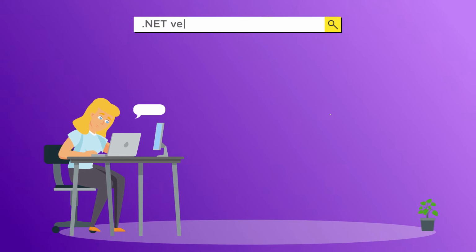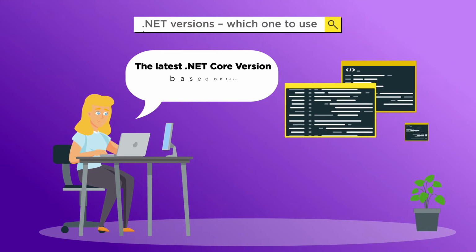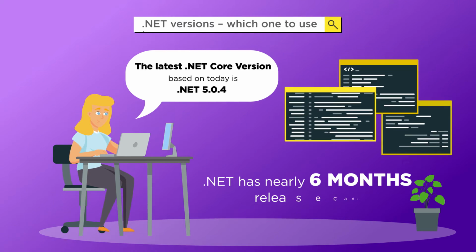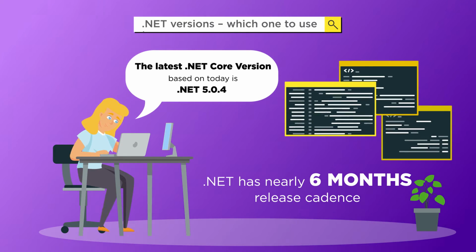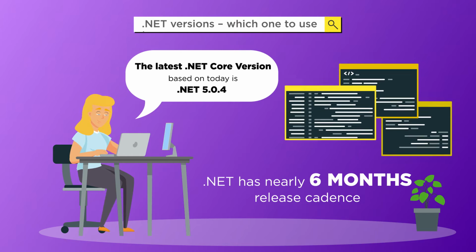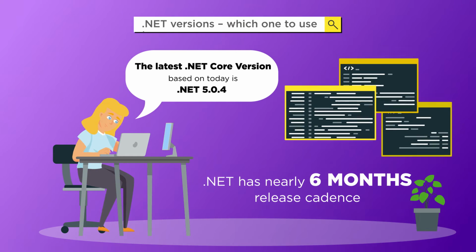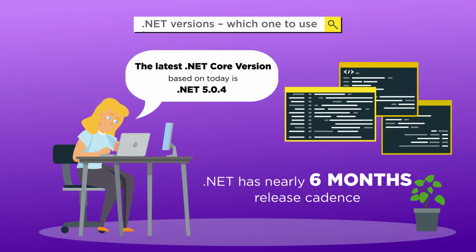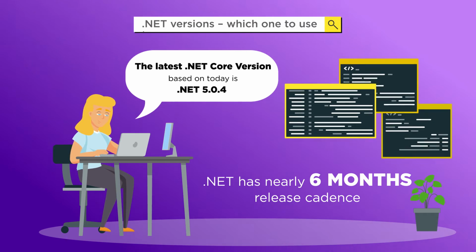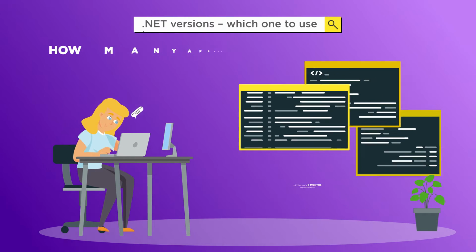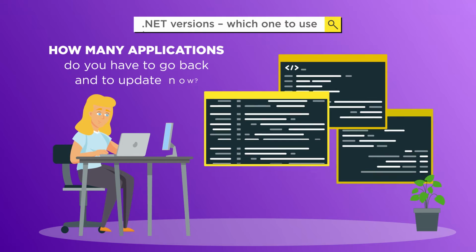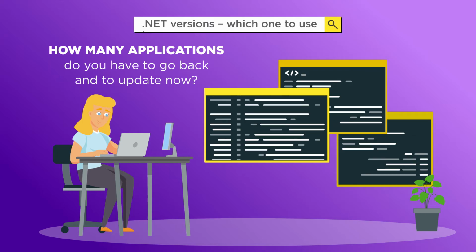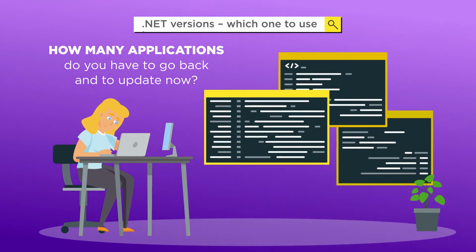The latest .NET Core version as of today is .NET 5.0.4. .NET has a nearly 6-month release cadence, so from now on, a new .NET version will be released every 6 months. Does it mean for you that you need to learn new .NET features every 6 months? Not necessarily. For developers, this can be quite overwhelming. How many applications do you have to go back and update now? Or how many servers in your data center constantly need to be updated due to the newest .NET release?